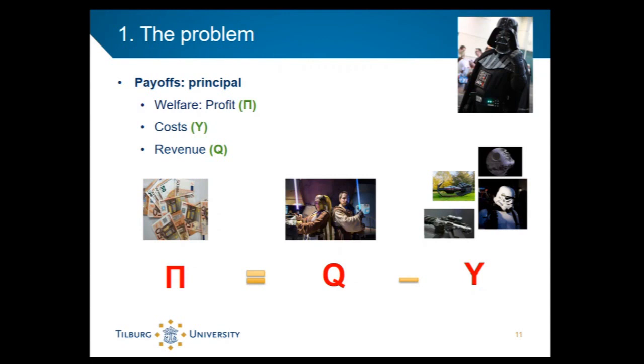For example, I might sell the Jedi to another Dark Lord for some revenue. But of course, I have to take into account previous investment I've made in materials, so in weapons, in spaceships, in my evil base, and of course, the wage I've paid to the stormtrooper. So, profit equals revenue minus costs. This is the welfare of the principal.